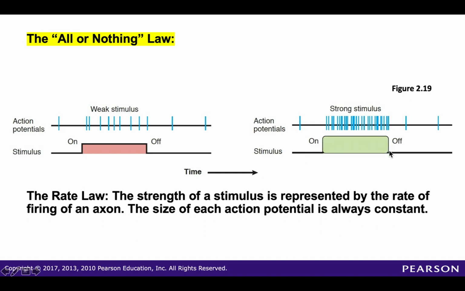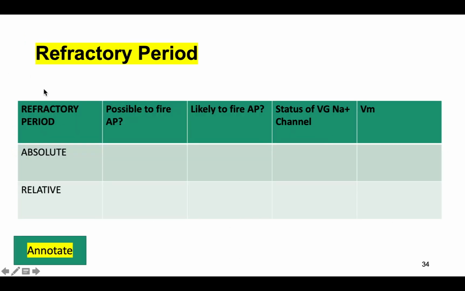And I've modified this figure to show what we mean by a bigger stimulus, that this is actually a greater amount of depolarization. The refractory period is the period of time after firing one action potential where it's either not possible or not likely to fire another action potential.